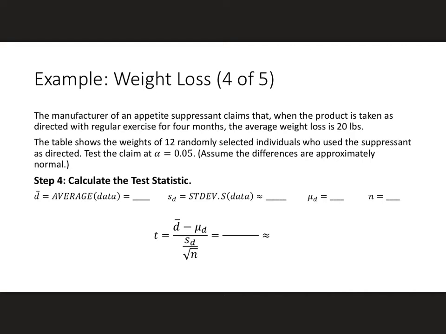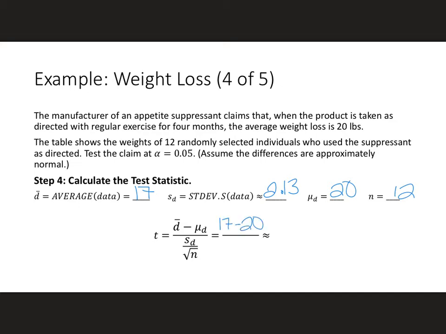Now, if we put this data into Excel, again, I'm going to create another video to show you guys all of those steps. Then I am going to get some information. So D bar is going to be 17, and the standard deviation is 2.13. You will be using equals average and stdev.s to find this information. Mu sub D comes from our hypothesis, and n is 12. Now you can fill in your test statistic.